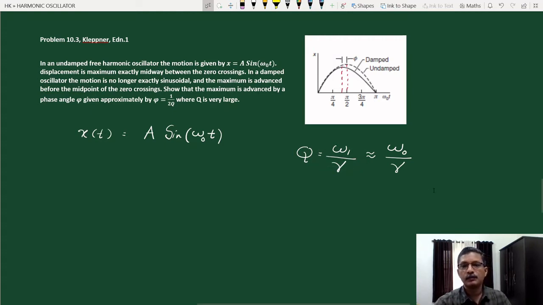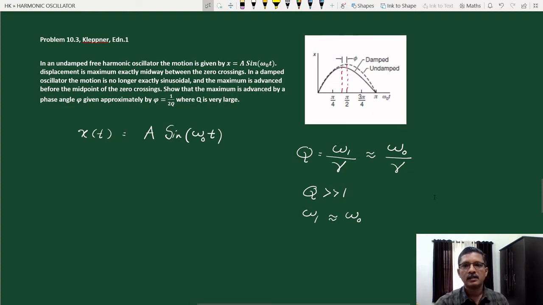But when the damping is small, we know that the angular frequency of a damped oscillator omega 1 is approximately equal to that of an undamped oscillator. Okay, so this is the assumption. We assume that quality factor is very large. Therefore we also assume that omega 1 is approximately equal to omega 0. This is the approximation under which we are going to do this calculation. We have to show that the phase difference shown in this figure is approximately equal to 1 by 2q, where q is the quality factor.